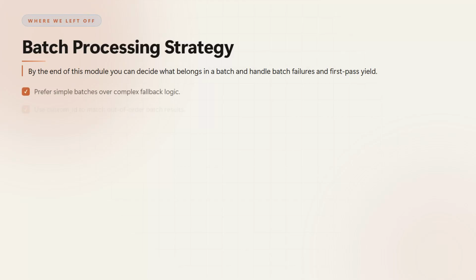So now you know how to keep your batches clean and how to measure first pass yield without getting tangled in retries. But sometimes the real challenge comes after the batch returns, when a review goes inconsistent and you need to split it, or when you want a second opinion from an instance that has no memory of writing the original. That's exactly what we tackle next: multi-pass and independent review.